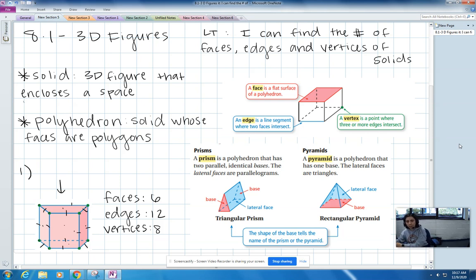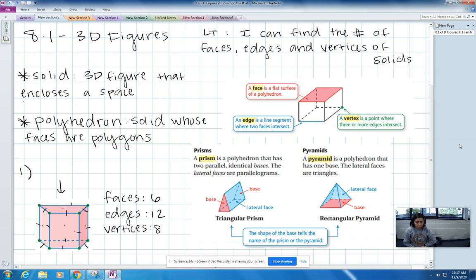So again, if you pick up a prism, your hands should be opposite of each other, touching the exact same shape. Those are the bases. All of the other faces that connect them are called the lateral faces.